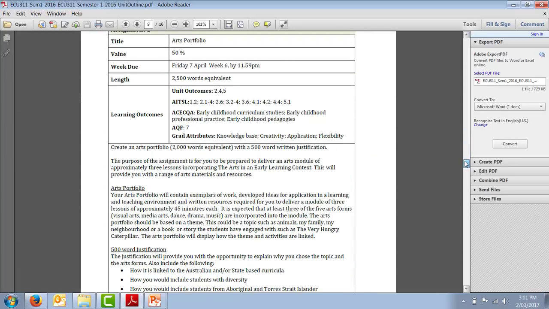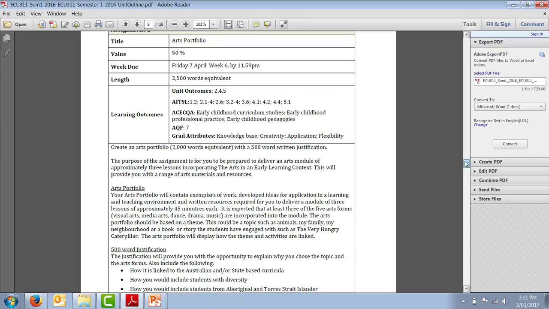Okay, the arts portfolio. This is worth 50%. It's 2,500 words: 2,000 words or thereabouts, or equivalent depending on how you're doing it, for the lesson plans and so on, and then 500 words for the justification. The purpose of this assignment is to prepare you for delivering an arts module in the early years of approximately 3 lessons. This will provide you with a range of skills in order to know what materials and resources to use to teach the arts.